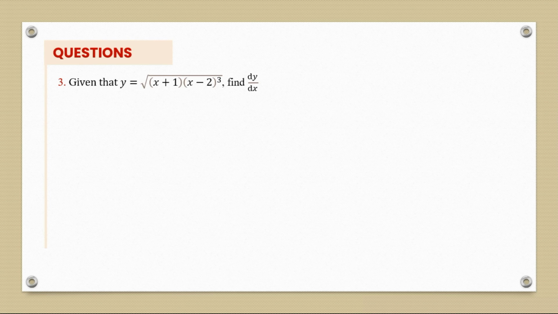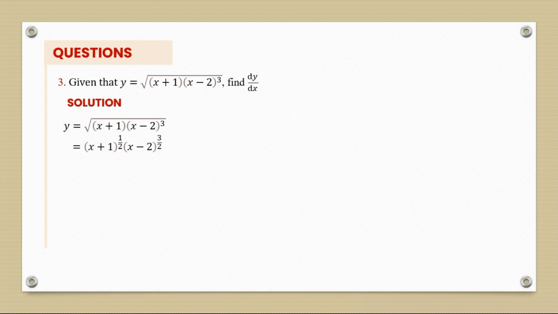Alright, so moving on to the next example. Now this is more unique. Given that y is equal to root of (x plus 1) into (x minus 2) cubed, find dy/dx. You can see that y is given as that. Now everything is under the root, so that means everything has a power of a half. So every bracket has a power of a half attached to it.